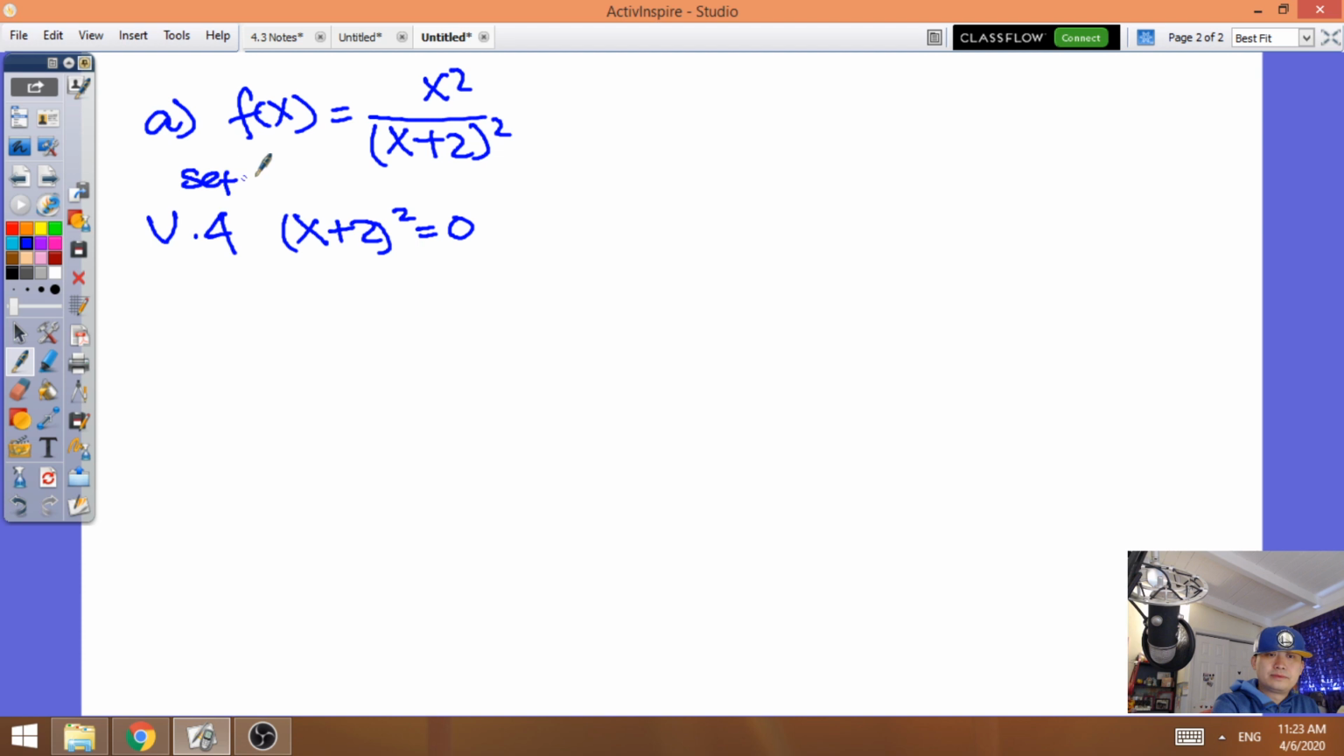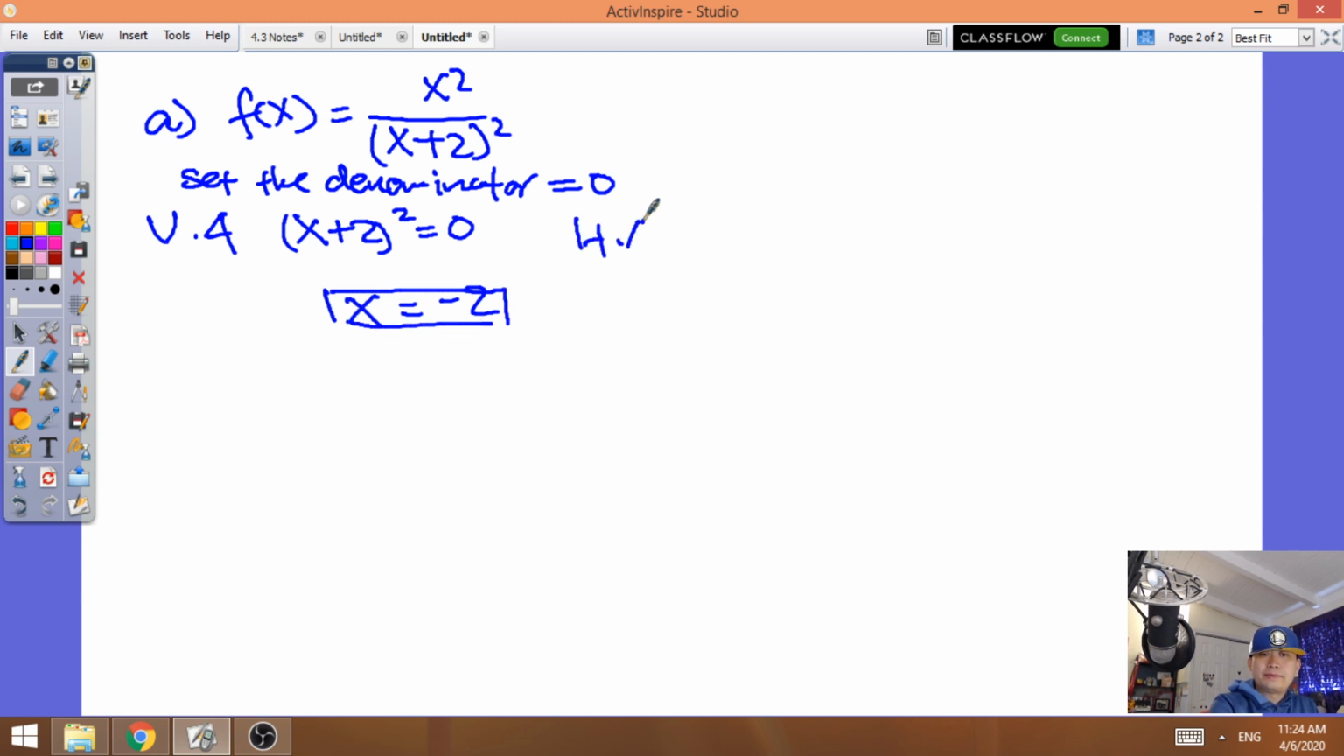So set the denominator equals 0, and then solve for x. So that means x is -2. So that's your VA. And then for HA, we do know that's a rational. It's the same power top and the bottom, so we basically take out the leading coefficient. So it's 1 over 1, or we can use the limit property.